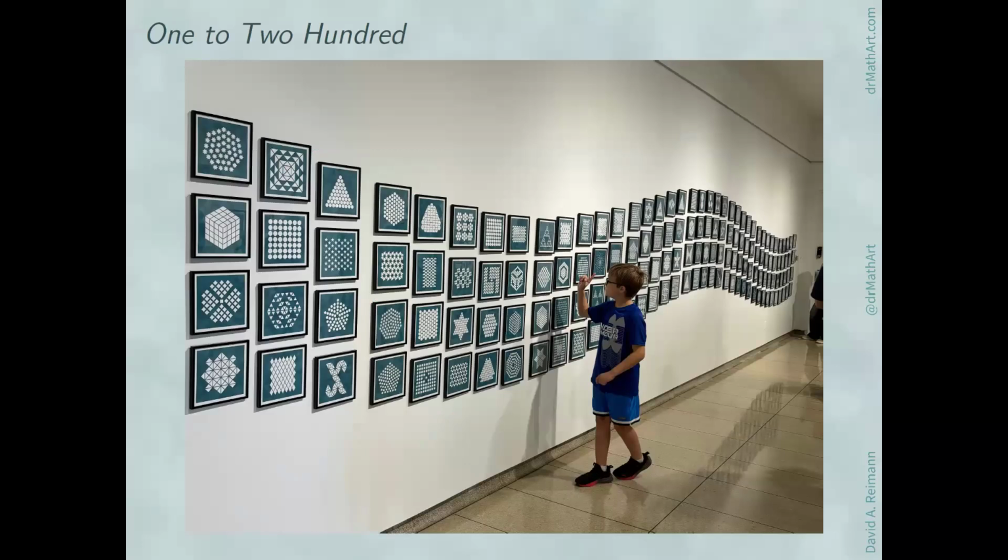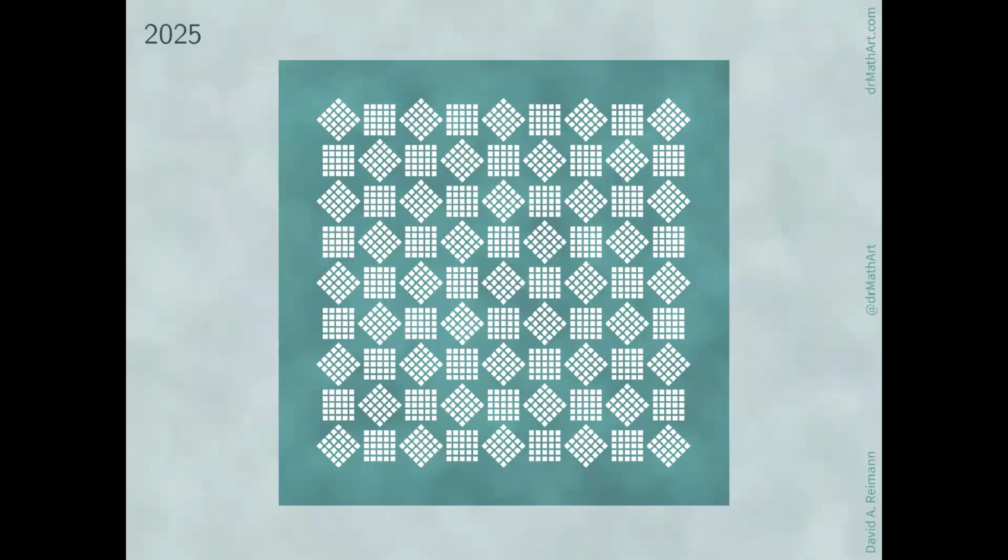So as I mentioned, I did this collection for all the integers from 1 to 200. I have some extra ones, and this is an ongoing project for me. Luckily, I can do this forever because there's always one more integer for me to create a pattern for. This is my pattern for 2025.